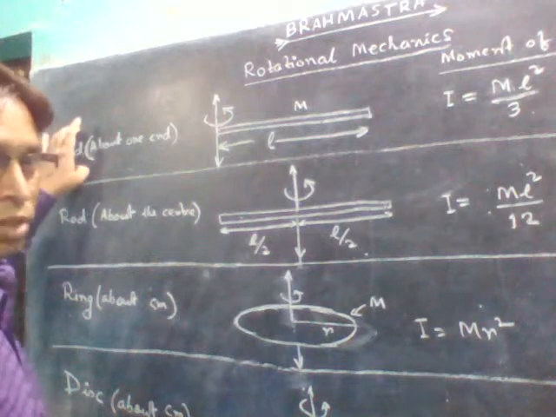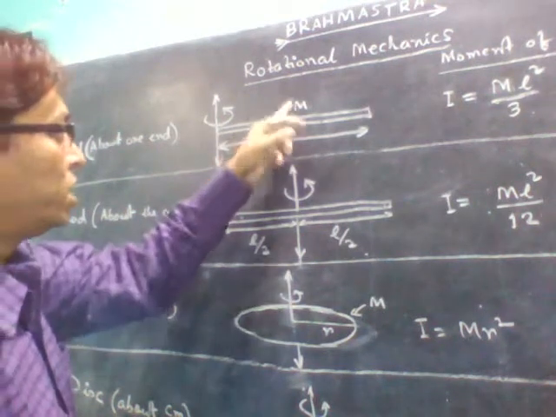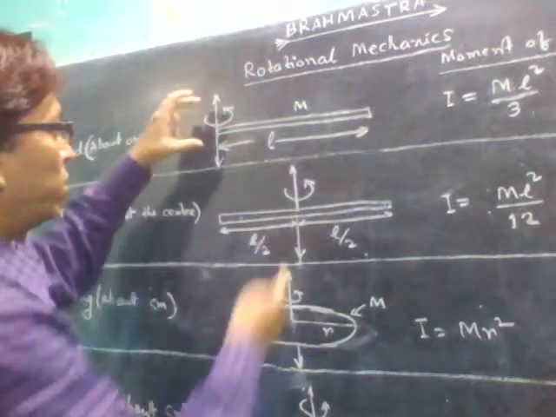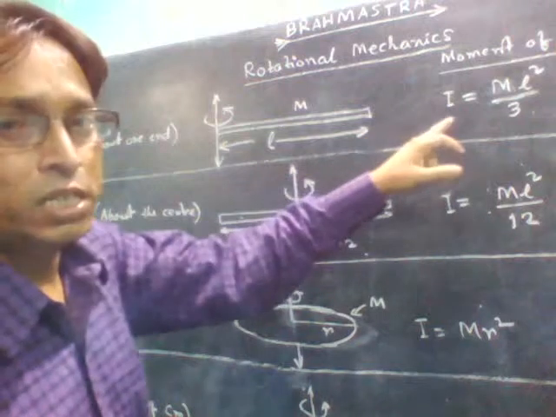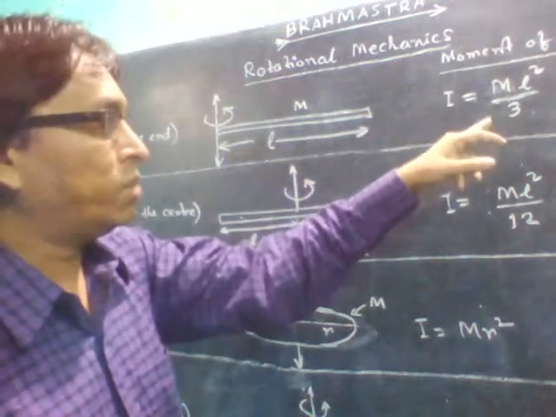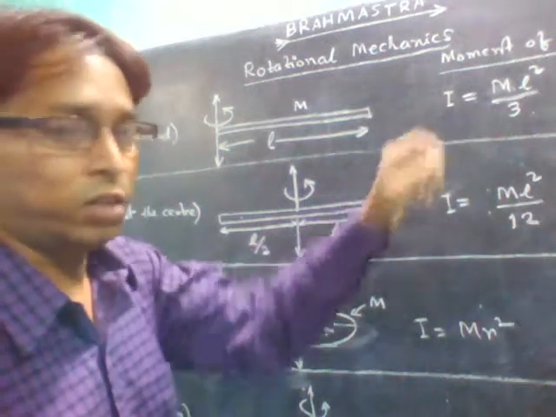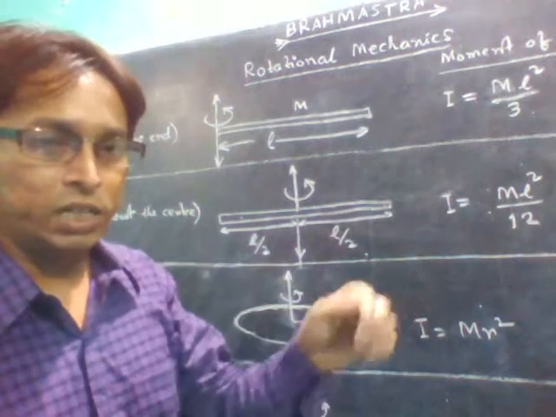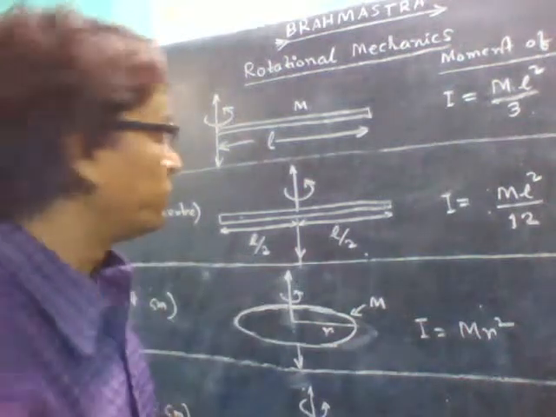So this is for a rod about one end. This is a rod of mass m and its length is L. When it is rotating about its one end, then its moment of inertia is mass into length square by 3, that is mL square by 3. So this is the moment of inertia of a rod when it is rotating about one end.